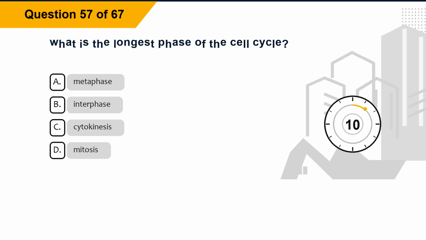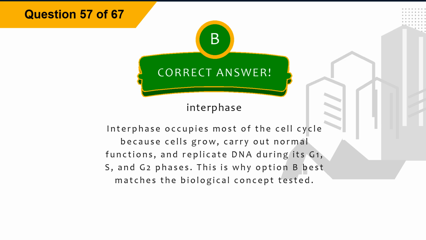Question 57. What is the longest phase of the cell cycle? Option A, metaphase. Option B, interphase. Option C, cytokinesis. Option D, mitosis. The correct answer is option B, interphase.